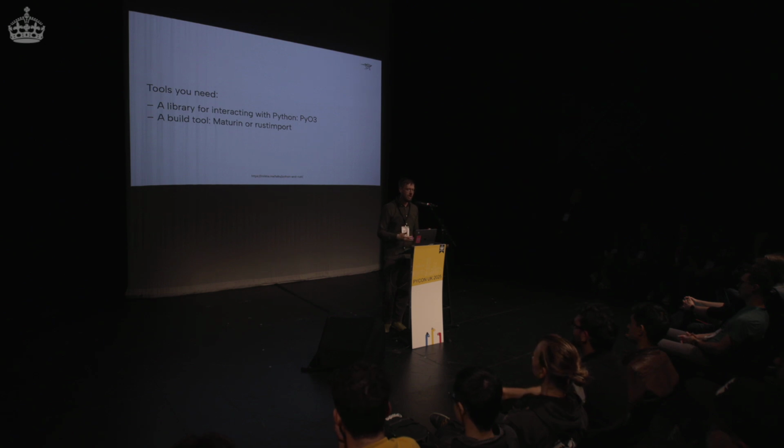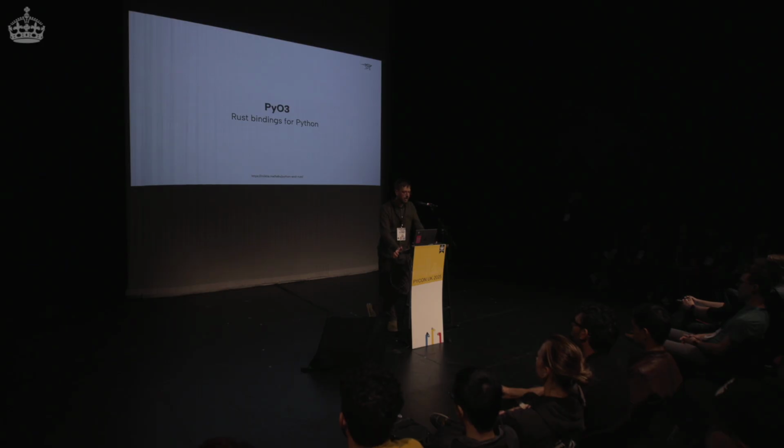And then you have to actually compile the code, of course. And for that, we have a couple of tools in the Python community. There's Maturin, and there's Rustimport. They are a bit different. I think they are both great, and that's why I'm going to show you them both. But let's start with the bindings.